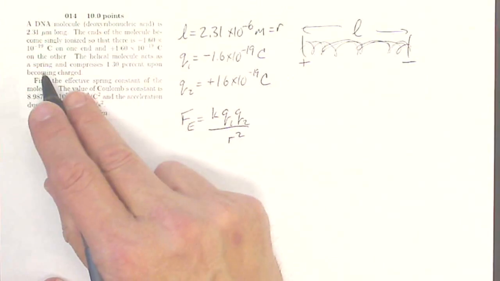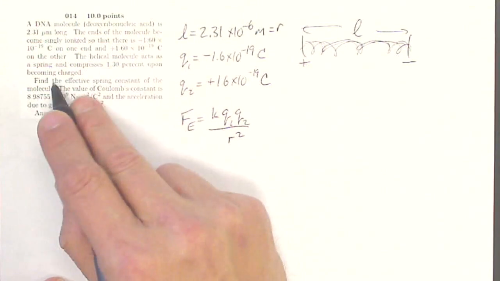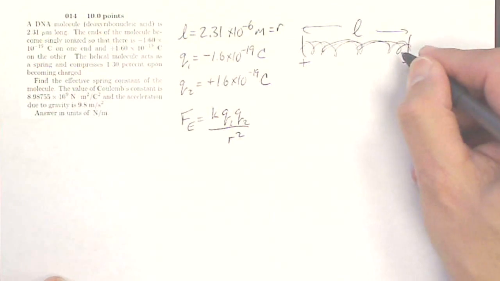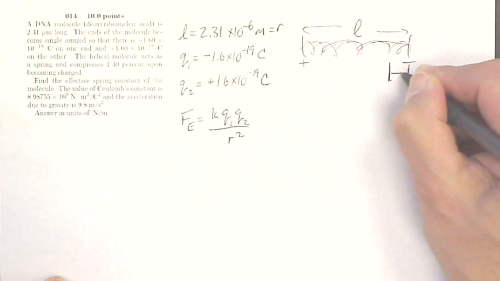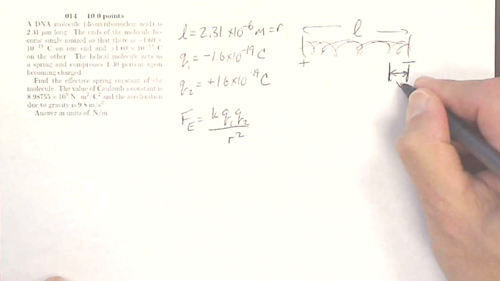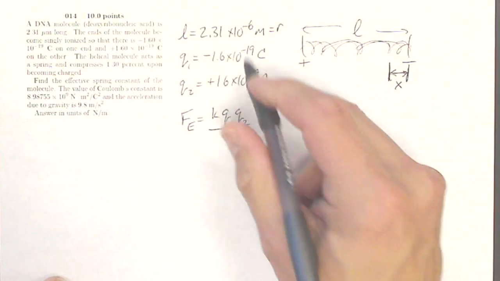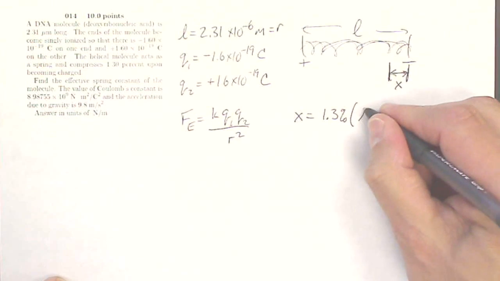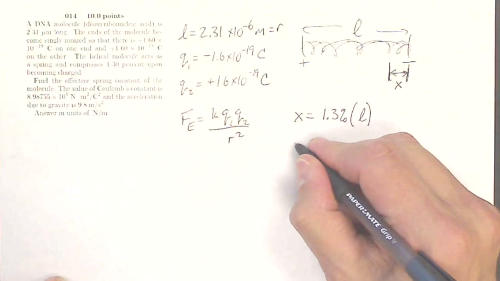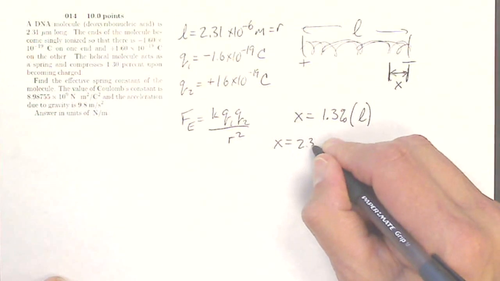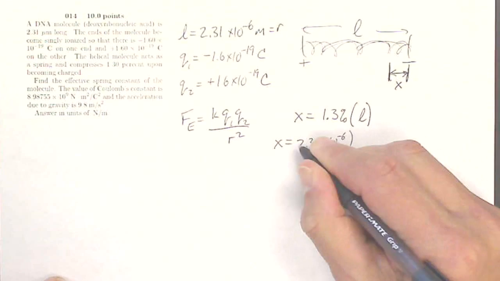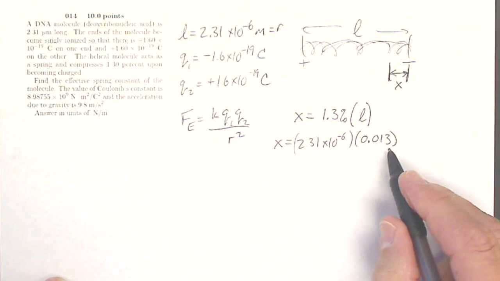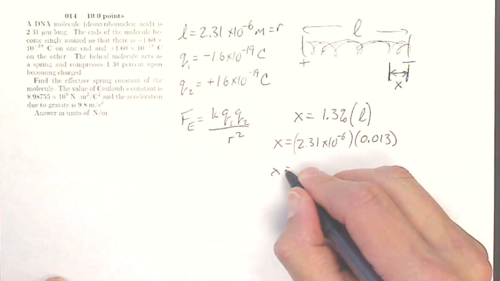Now the tricky part. It acts as a spring and compresses 1.3% upon becoming charged. So it compresses that much. That means that when this pulls together, it's going to squish it by some little amount. And that little amount is, as you know about springs, X. So your X is going to be 1.3% of the length of the molecule. So X equals 2.31 times 10 to the minus 6th times 0.013, which is 1.3%. That'll give me my X.